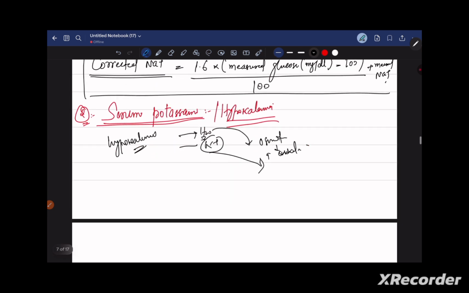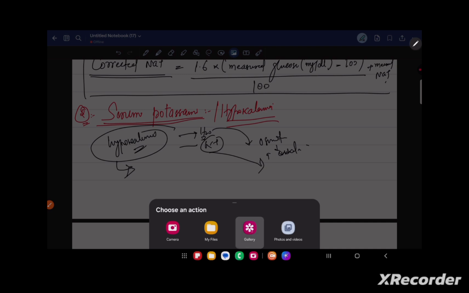This hypokalemia is very important in the management of DKA, and based on this hypokalemia, special ECG findings are seen in DKA patients. So let us have a look.